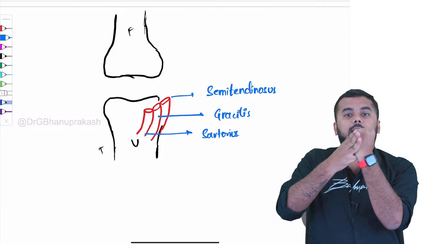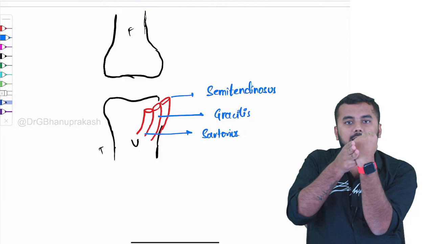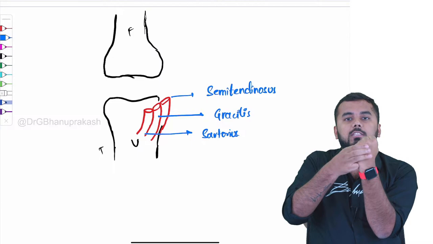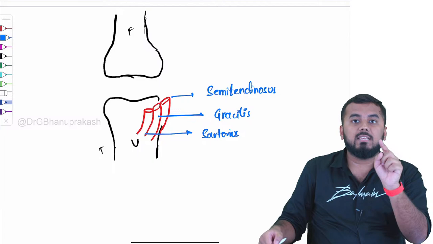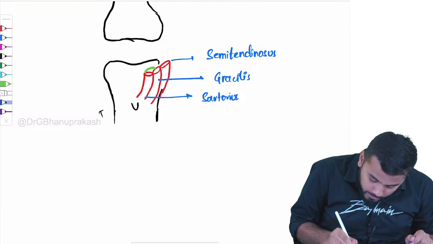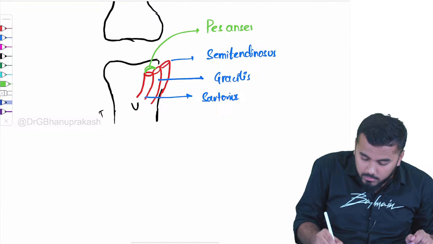Now, when I take these three muscles, you can see a space here. There will be a bursa here. I'm closing these three muscles like this, and now I'm removing them one by one. Just beneath these three muscles, I will have an open cavity. That is called the pes anserine bursa. A small bursa like this here, and that is called the pes anserine bursa.